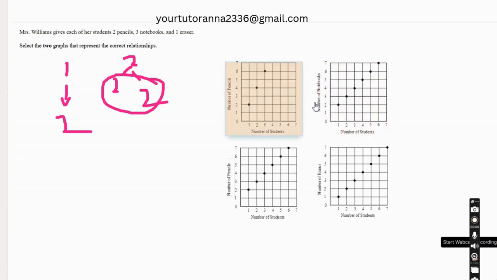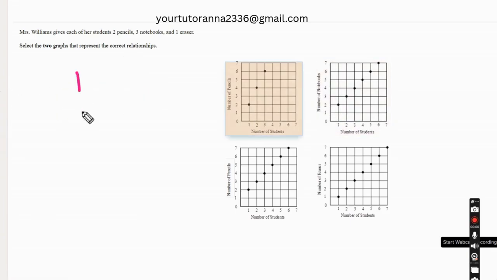The next one, we can say number of students, number of notebooks. Each student is getting how many notebooks? 3. So this is 3 notebooks. Now if there are 2 kids, in total they're supposed to get 6, because one student is going to get 3 and the other student is also going to get 3. Adding them, they're supposed to get 6, but it's not 6 here. So this is incorrect.